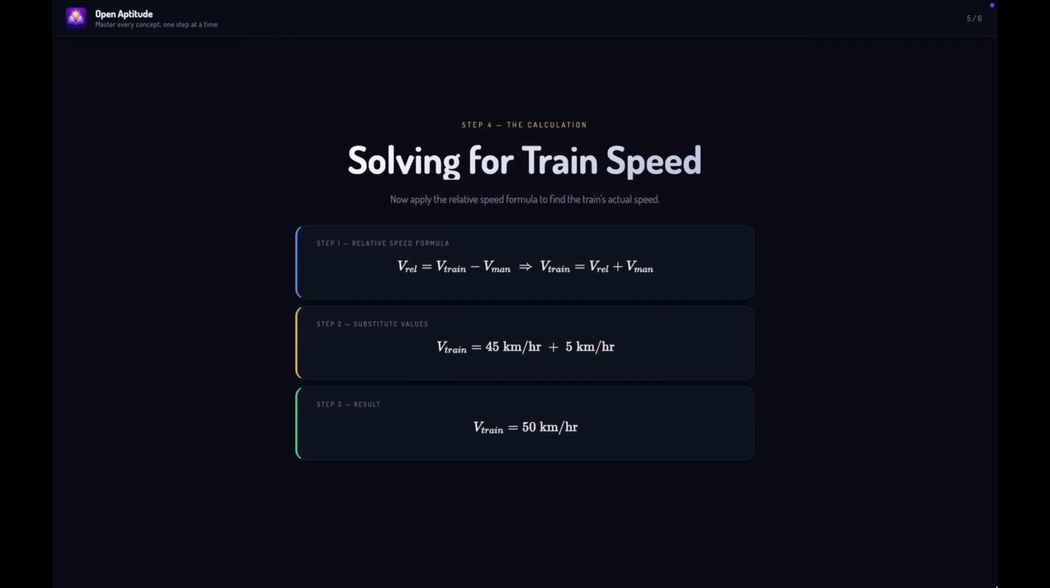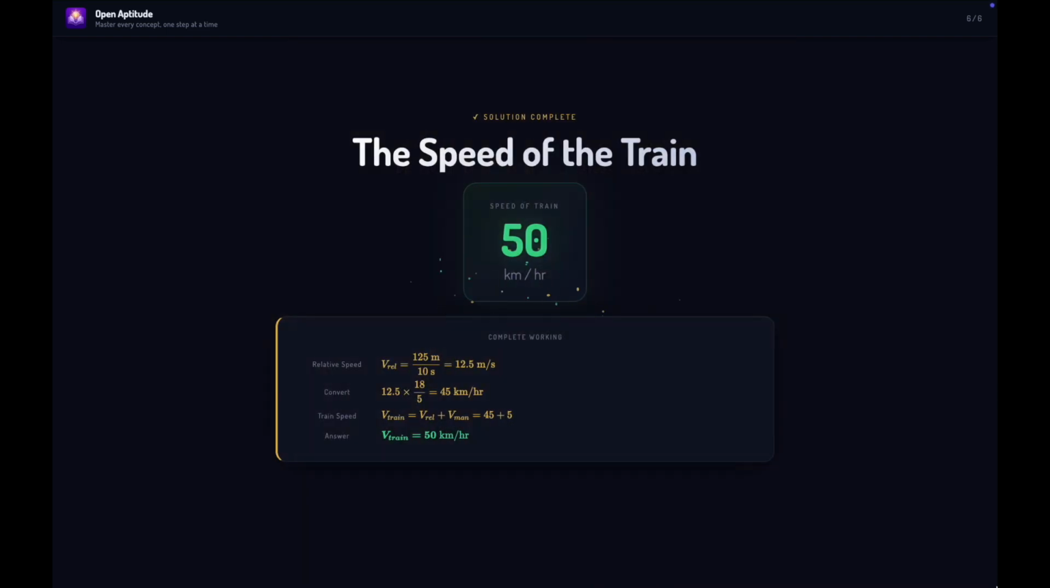Now we find the actual speed of the train. We know that relative speed equals train speed minus man speed. The relative speed is 45 kilometers per hour and the man speed is 5 kilometers per hour. Therefore, train speed equals relative speed plus man speed. Substituting the values, 45 plus 5 gives us 50 kilometers per hour.